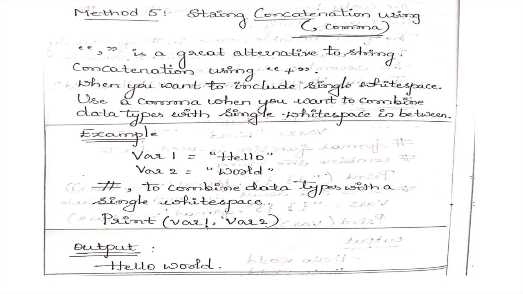So if you use a comma between these two variables, it's going to combine the strings that are present in variable 1 and variable 2. That is hello world. It is going to combine hello world. Getting my point? So instead of plus, you can use a comma also as an alternative to combine any two strings.